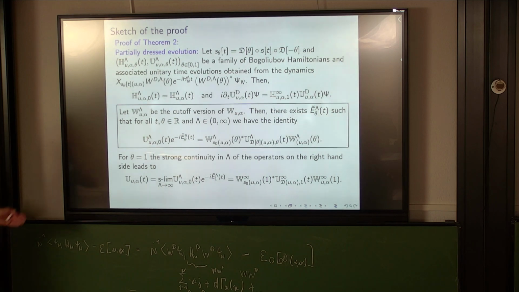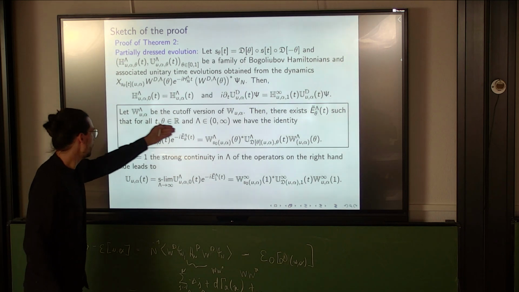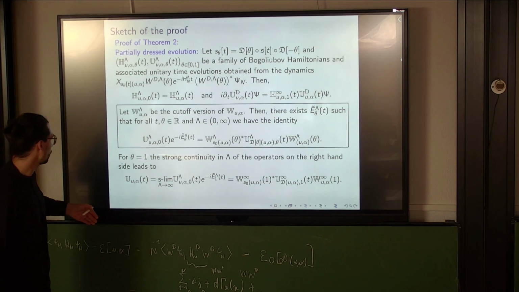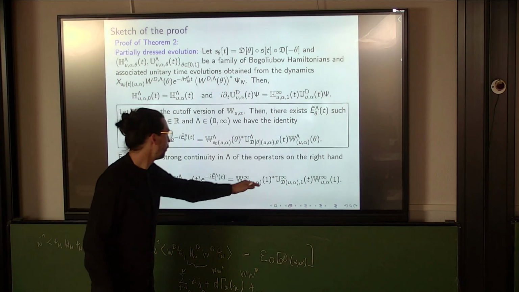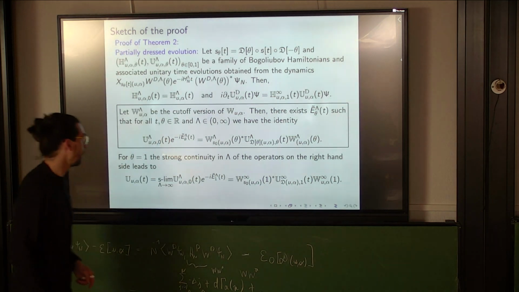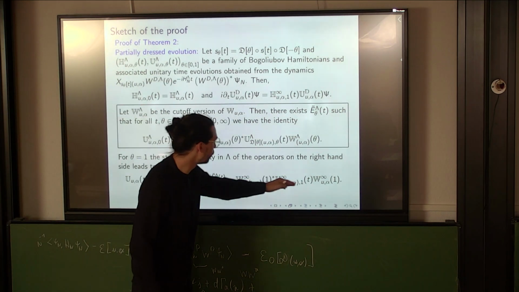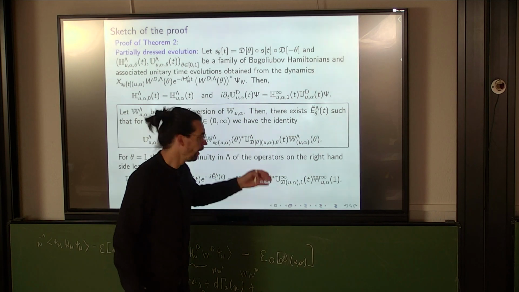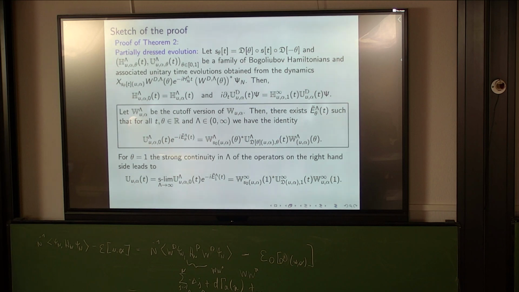And so theorem 2 is then obtained if one looks at this quantity for theta equal 1 and takes the strong limit with respect to lambda, and there one then uses the properties of these evolutions on the right-hand side. For example, there's strong continuity in lambda. And also one can then prove that these are Bogoliubov transformations. And from this one can also infer that this evolution U of U and alpha t is a Bogoliubov transformation.